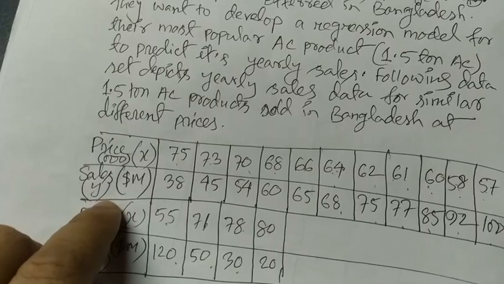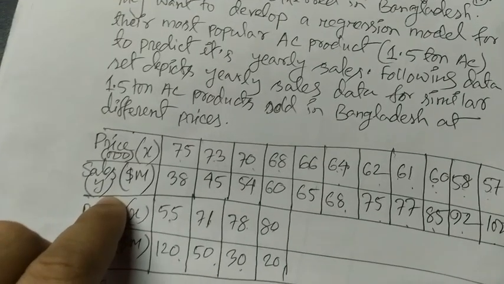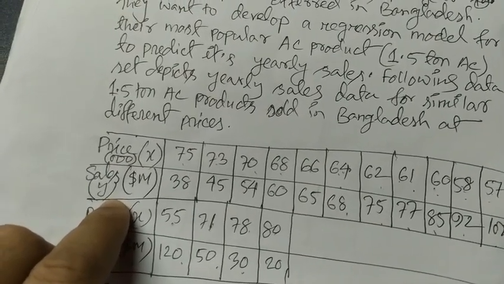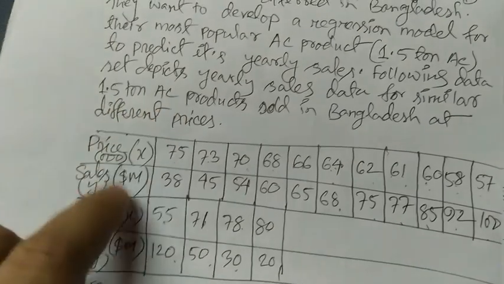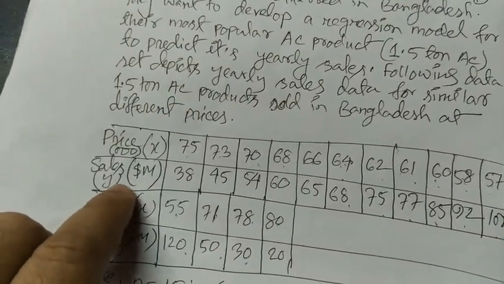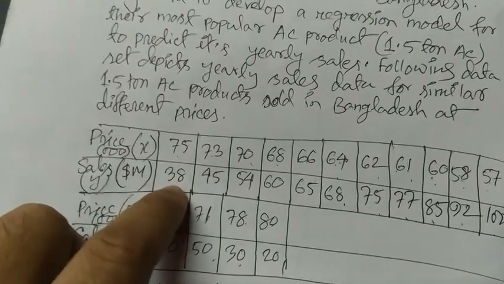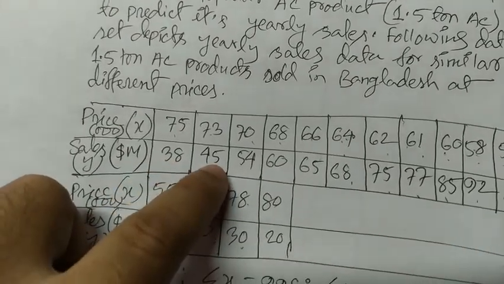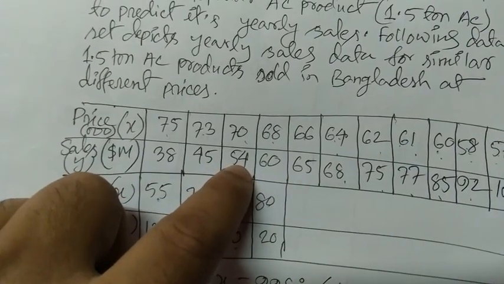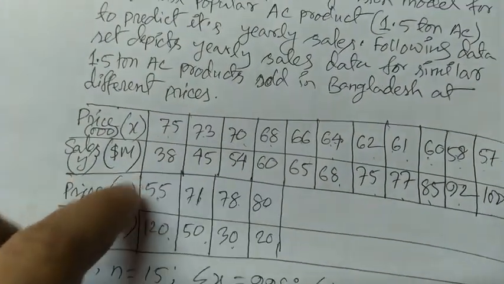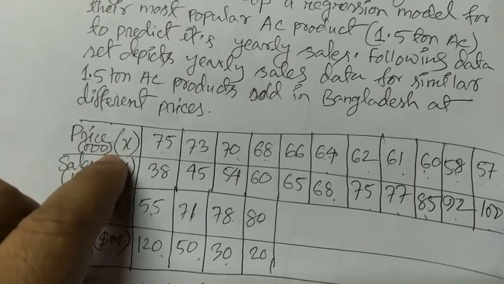And this sales data, that means yearly sales data of 1.5 ton AC, is Y. This data is in $1 million. So this is $38 million, this is $45 million, this is $54 million, and so forth. So that means we have X data.